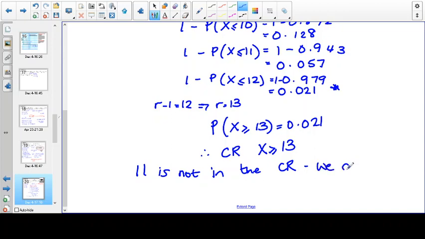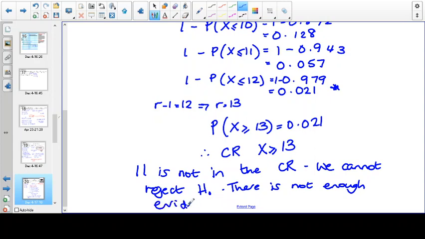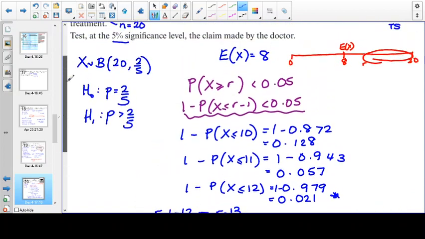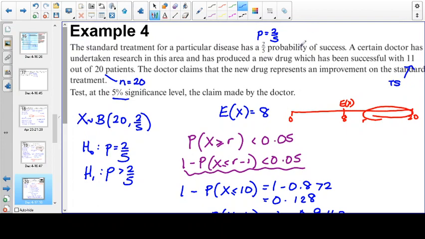Therefore, we cannot reject H0. There is not enough evidence to support the doctor's claim. Okay, now that is a lot of work, a lot of maths, but that is the sort of thing that you are going to get.